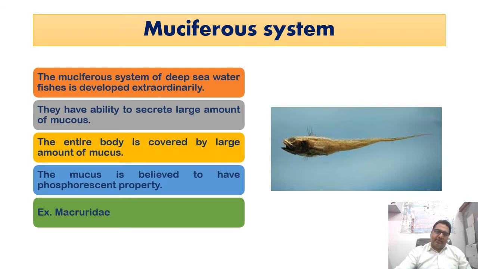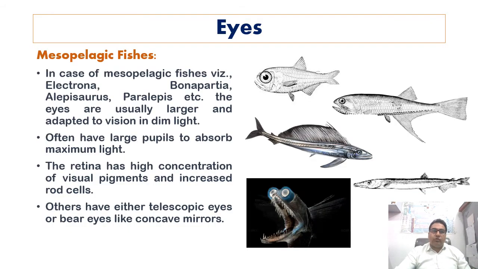Then the muciferous system, that is mucus glands. In the case of deep sea waters, it is extraordinarily well developed. So they have the ability to secrete a large amount of mucus, and their entire body is covered by the mucus. And it is believed that this mucus has a phosphorescent property as well, and it glows in the dark. We have the Macrouridae as an example, wherein this fish has an obviously well-developed muciferous system.